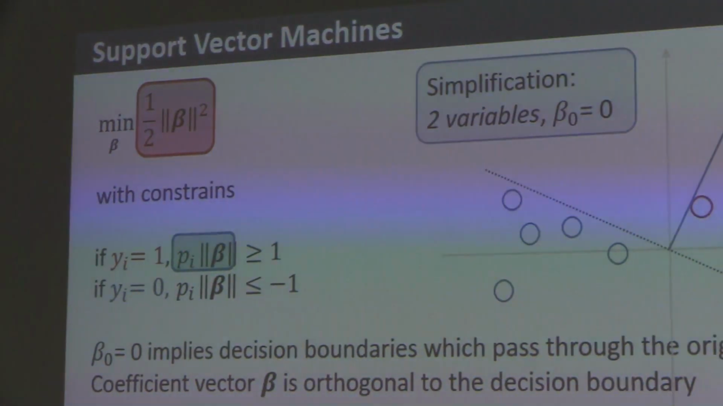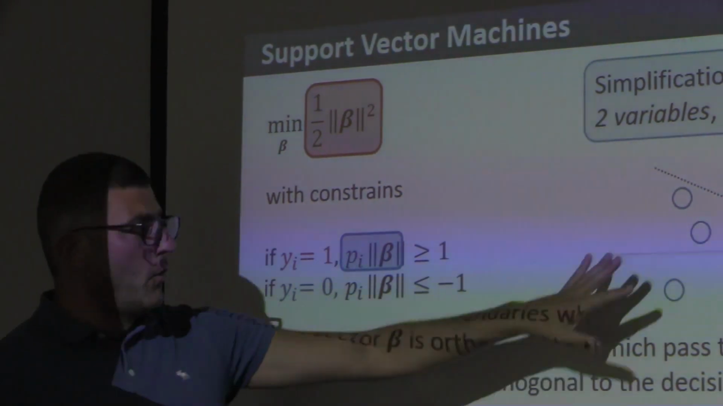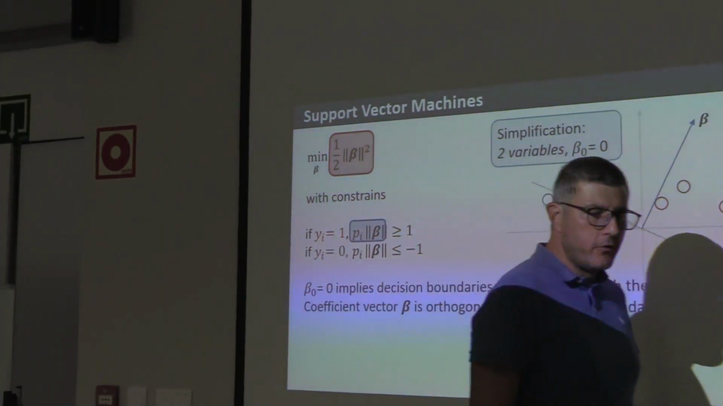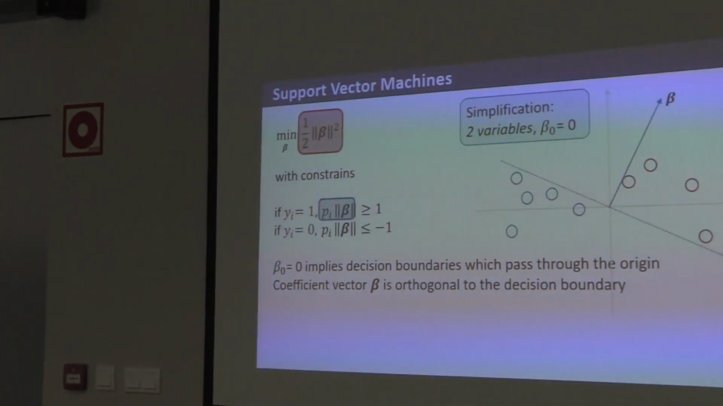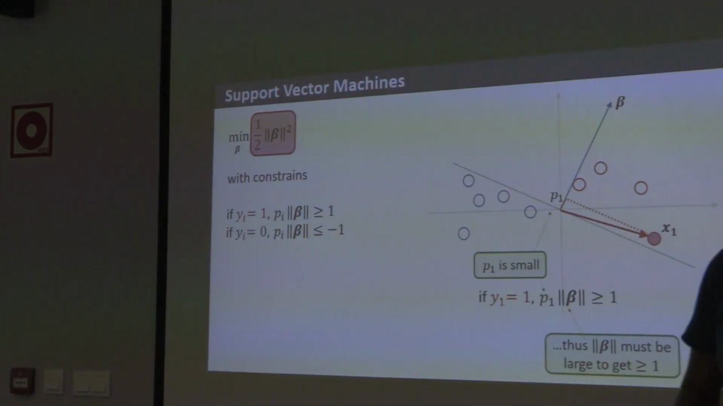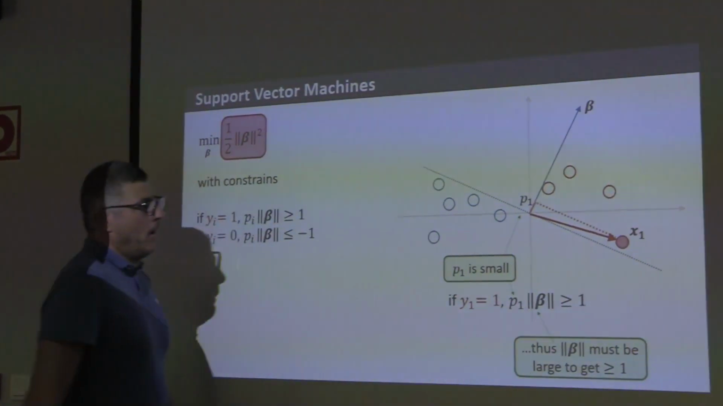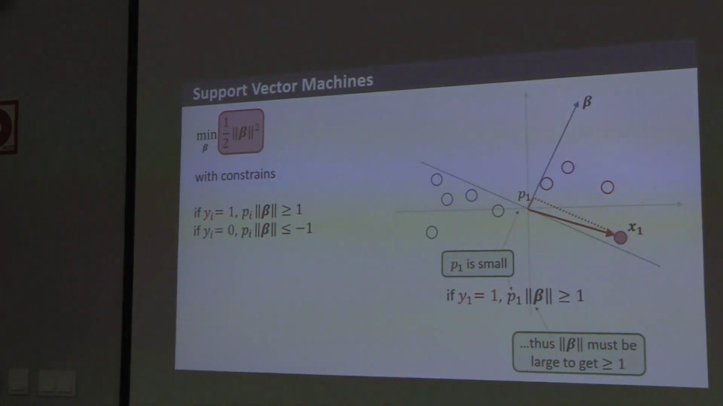So why would support vector machines not choose this? Because let's take one sample at a time. Let's start with this sample.